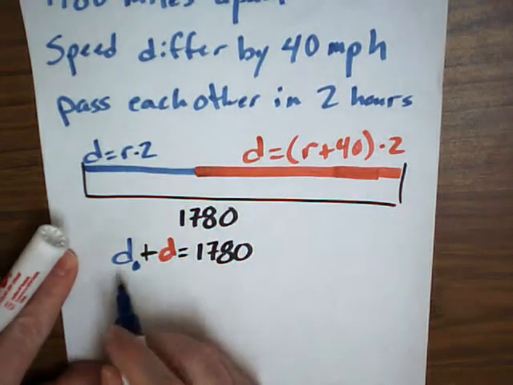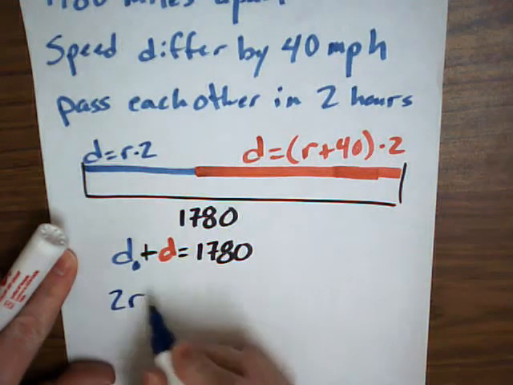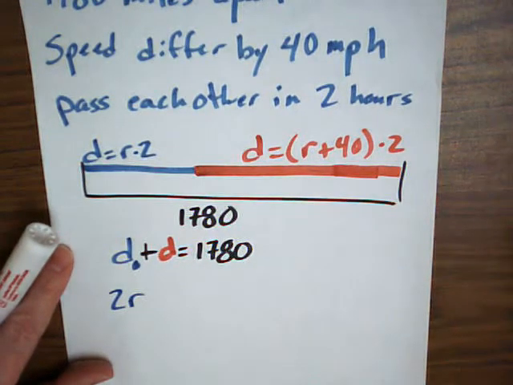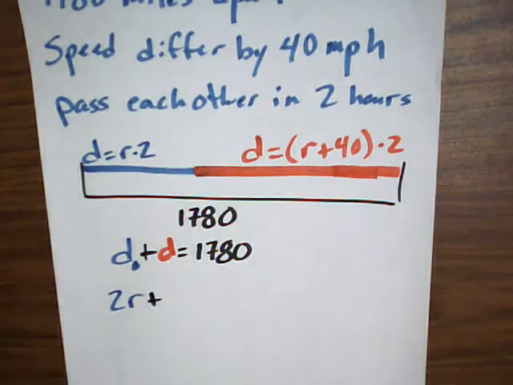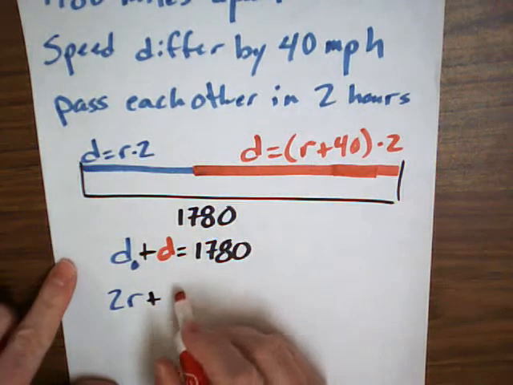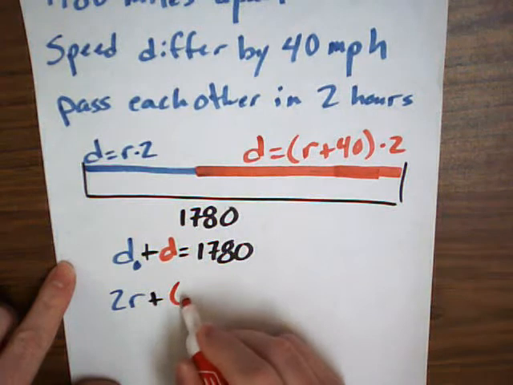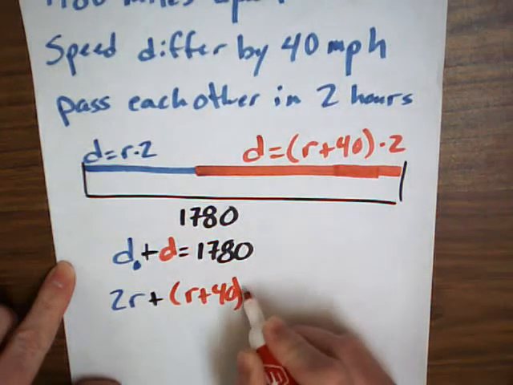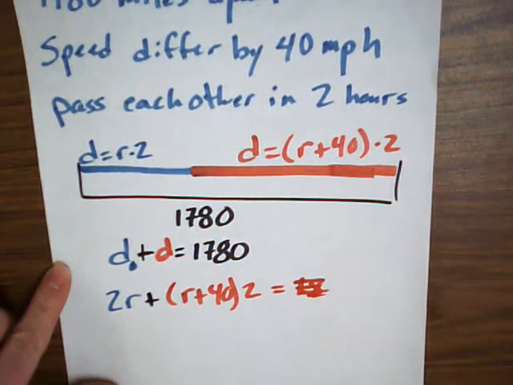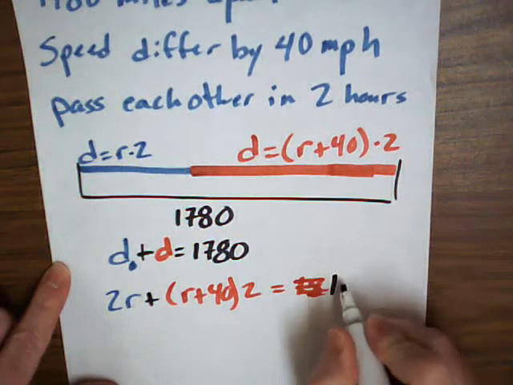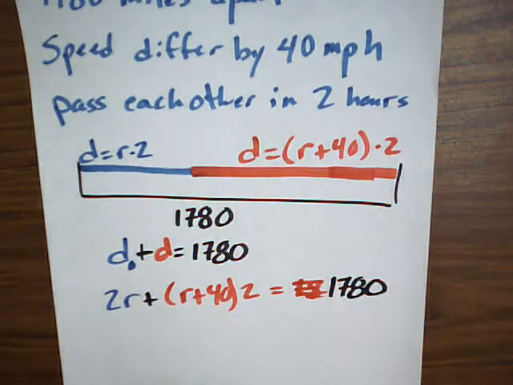So that blue D becomes, can I write it 2R instead of R2? It's the same way, right? If you multiply it either way. Can you write 2 and then put everything else in parentheses and distribute the 2? Yeah, you could. Let me write equals 1,780. That way you just have one kind of. Yeah, you could do that. You can do what you're talking about.